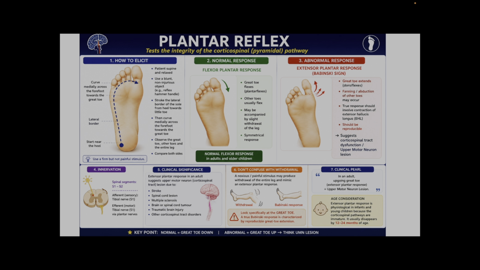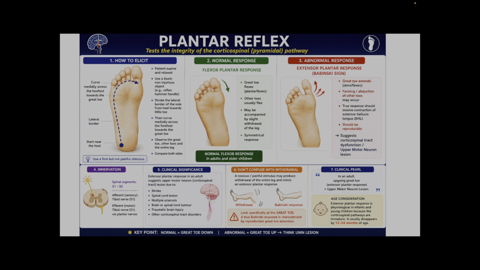To elicit the response, the patient should be lying supine and relaxed. How should the patient be placed? Lying supine and relaxed. We use a blunt, non-injurious object like a key and stimulate the sole beginning near the heel, as you can see from this picture.